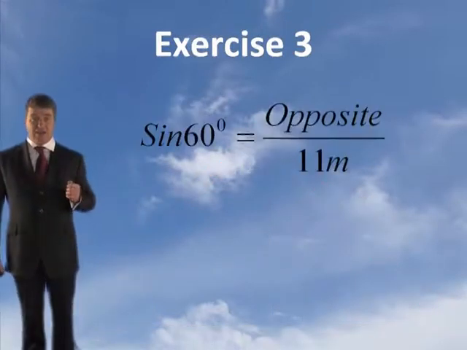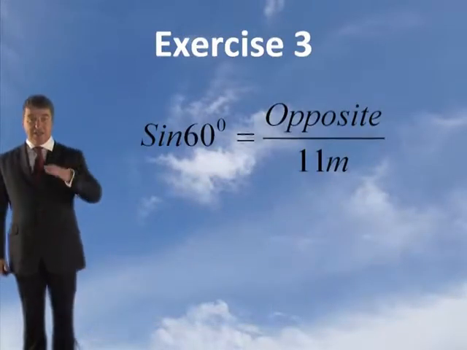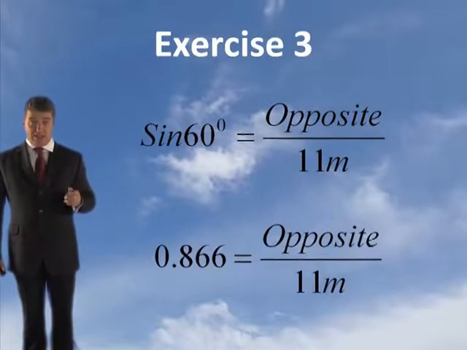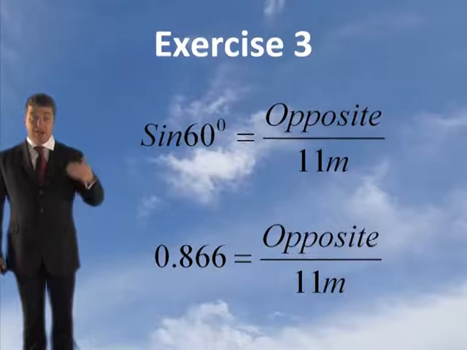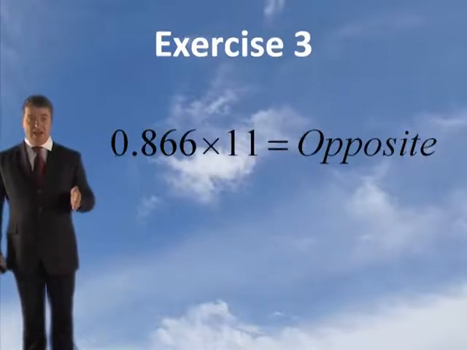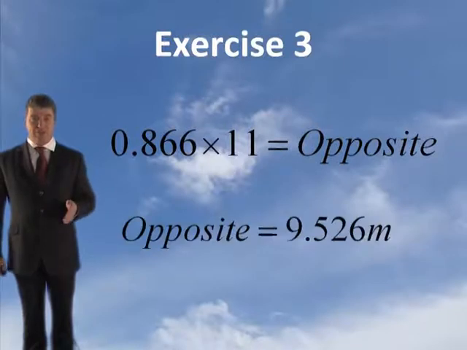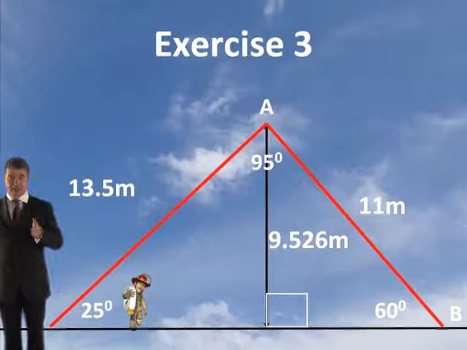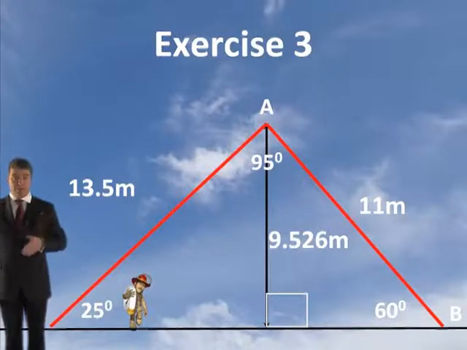Therefore, the sine of 60 degrees equals the opposite divided by 11. So the sine of 60 degrees is 0.866 equals opposite over 11. Multiply it out, you get 0.866 times 11 is the opposite. That length there is 9.526 metres. So we have worked out the height from A to the ground floor. Let's determine now the distance to point B.